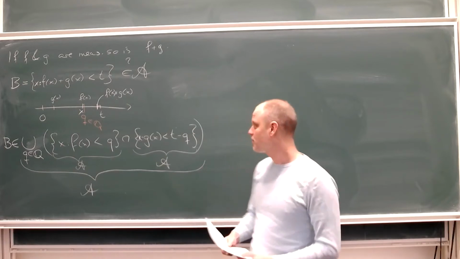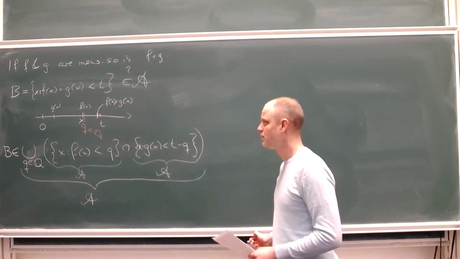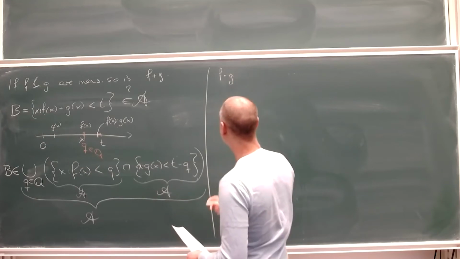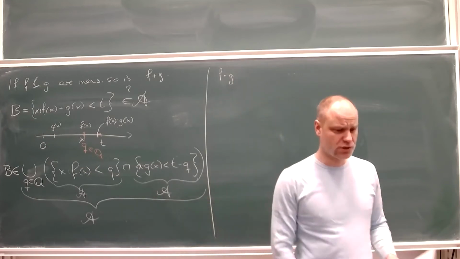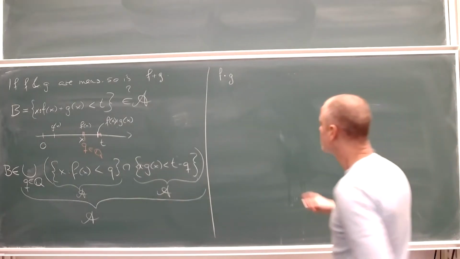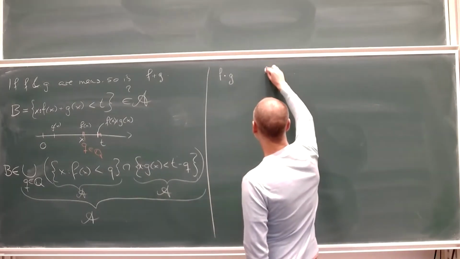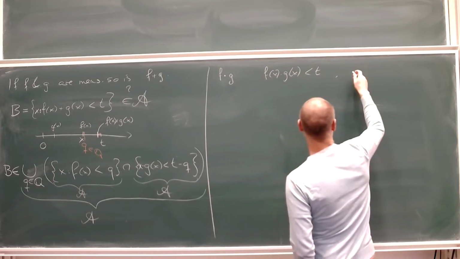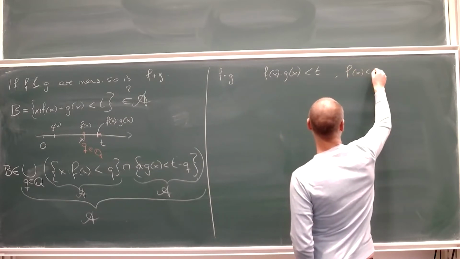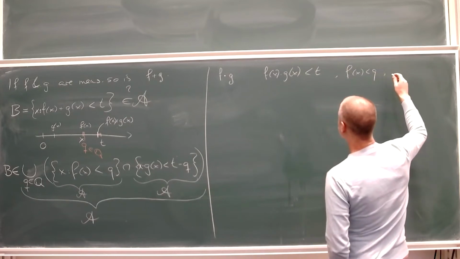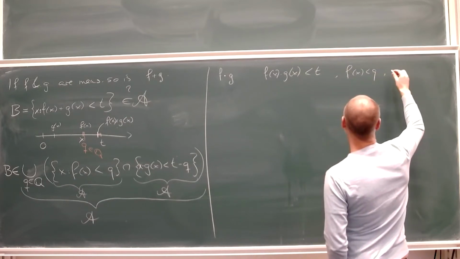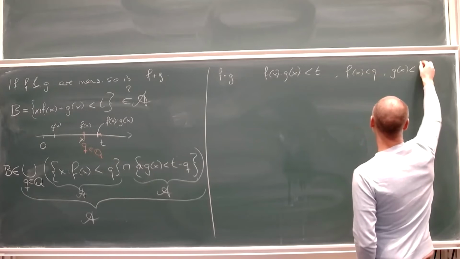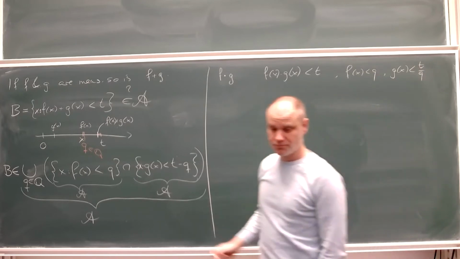Okay, then armed with that, let's take a look at this guy, f times g. Of course, here we could start trying to play some similar game, right? So if I have f of x times g of x less than t, then I could say that f of x is less than q, and then g of x, if q is close enough to that guy, then this is going to be less than t divided by q, stuff like that.